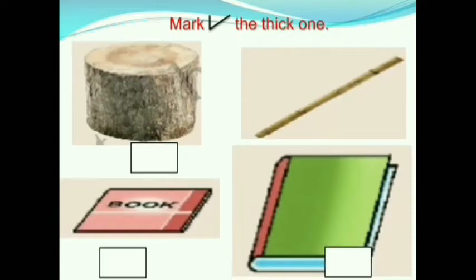Now we should mark the thick one. Here we have a wooden log and a stick. Which one is thicker, wooden log or stick? Yes, the wooden log is thicker than the stick. So we should tick this. Next we have two books. One book is thin and another book is thick. Which book is thick? Yes, this book is thicker than this book. So we should tick this book.